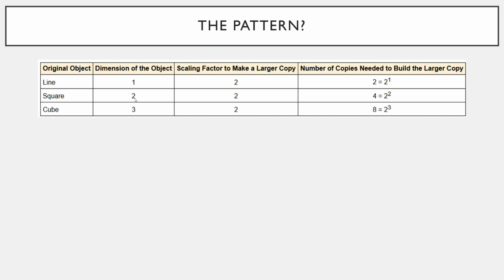If you have a square, two-dimensional, you want to scale it by 2. The number of copies needed to build would be 4. So you would take the scaling factor, raise it to the number of dimensions. 2 squared is 4. Now we have a cube. A cube is 3 dimensions. We want to double its size. We want to scale it by 2. The number of cubes you would need would be 8. So you take the scaling factor, raise it to the dimensions. That's the pattern. You could see here it is scaling factor raised to the dimensions is equal to the number of copies you would need.